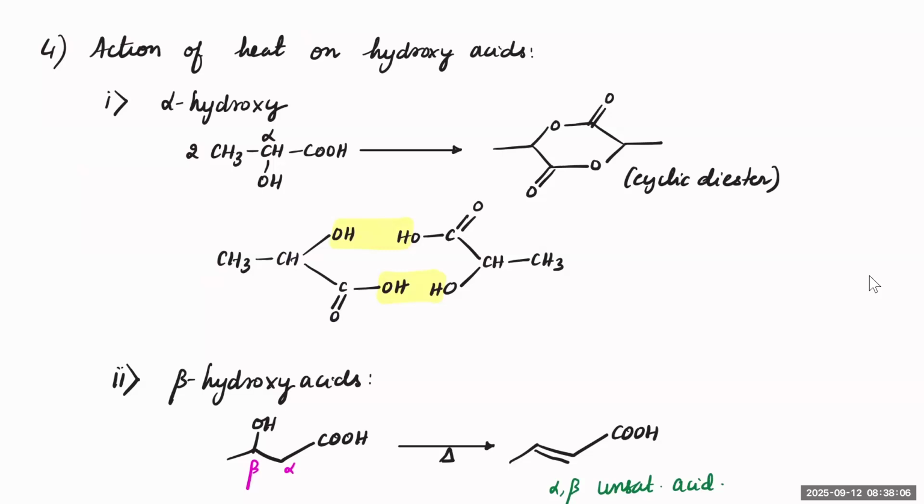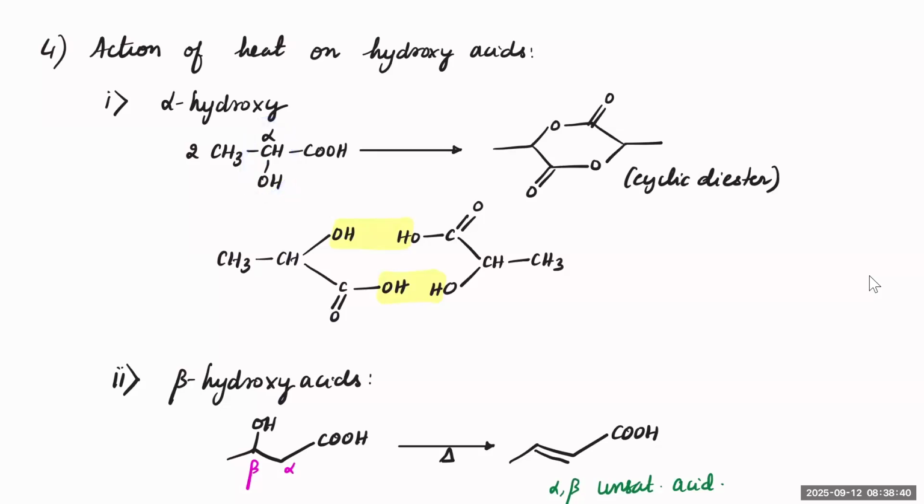Now, in heating effects, we will take two compounds. One is hydroxy acids, the other one is amino acids. Hydroxy means where you have an OH group. OH group could be present on an alpha position, beta, gamma, delta, epsilon, or any higher positions. So we will try to figure out what product we will get when OH is present on different positions, starting from alpha.